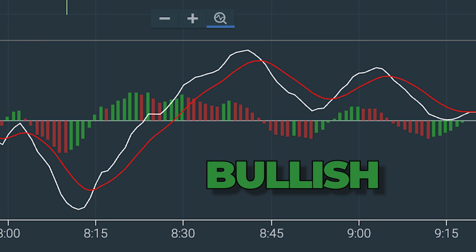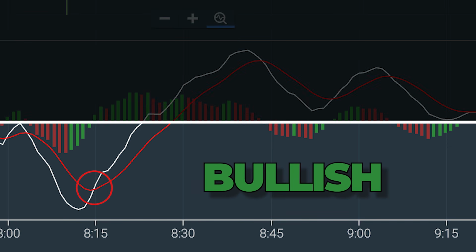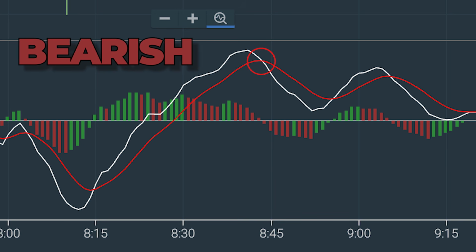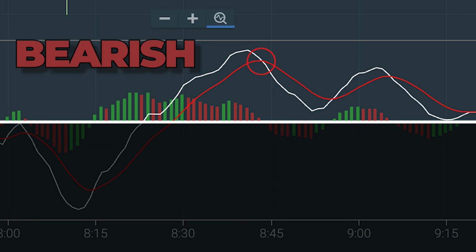It's bullish when the white MACD line crosses and goes above the red signal line, but only when it's occurring below the baseline. This suggests that the price might experience some upwards momentum, and it is a bearish signal when the white MACD line crosses and falls below the red signal line, but only when it's above the baseline. This will indicate that it's time to sell or go short.